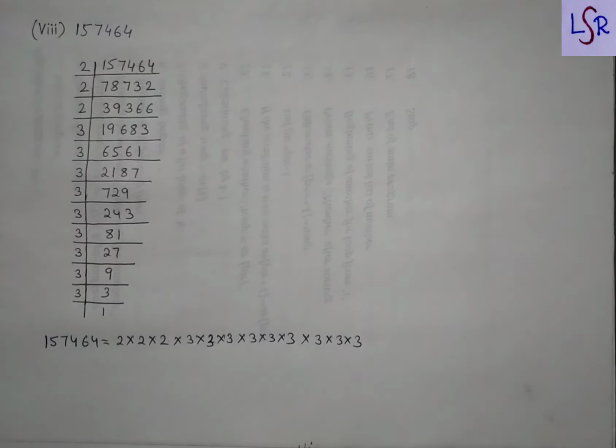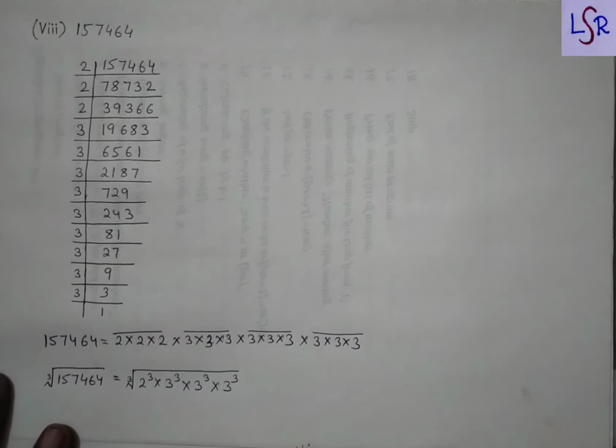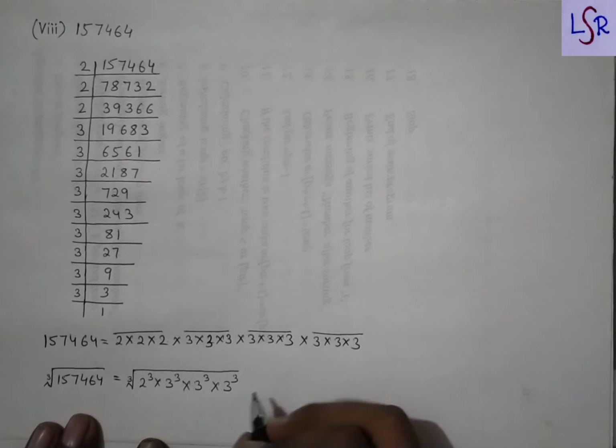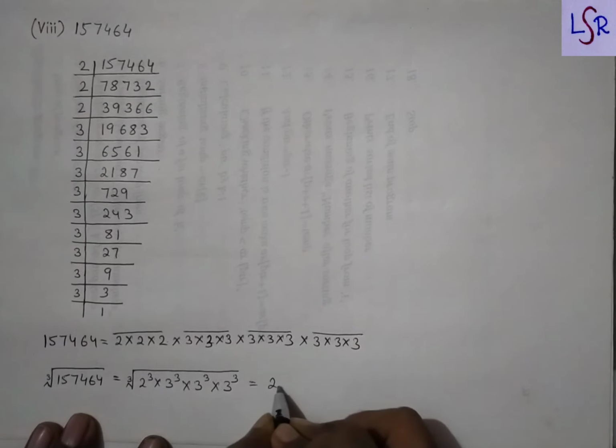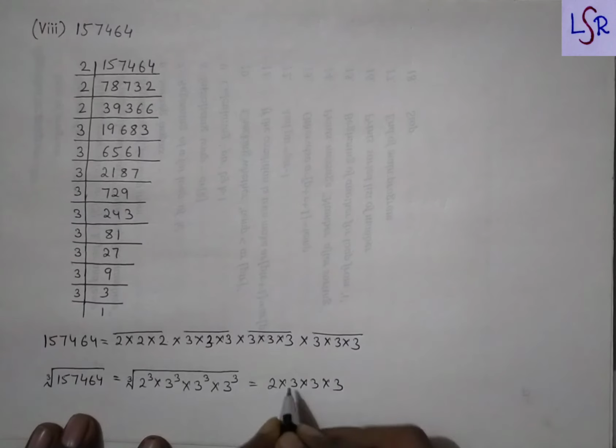Here we have got this. Now we are going to make the triplets. After forming triplets we will go for the cube root, and here we have got this. Now we will take one factor from each of the cubes, and you will get 2 into 3 into 3 into 3, and that is equal to 54 as the answer.